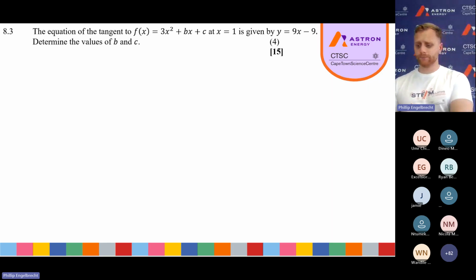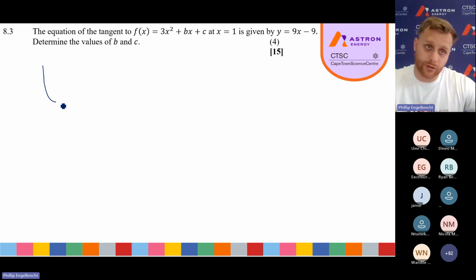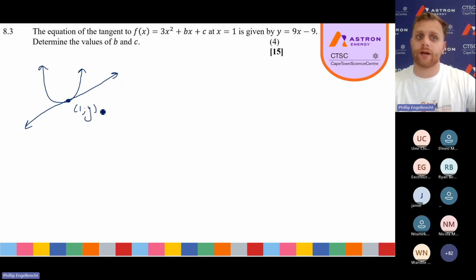Now, finally, question 8.3 states, the equation of the tangent to f of x, and they've given you the equation of f of x, at x is equal to 1, is given by y is equal to 9x minus 9. Determine the values of b and c. So what's happening here? I have a tangent. And here's my tangent over here. And it cuts the graph at the single point where x is equal to 1. So it's 1 and some y value. I do not know what the y value is yet.